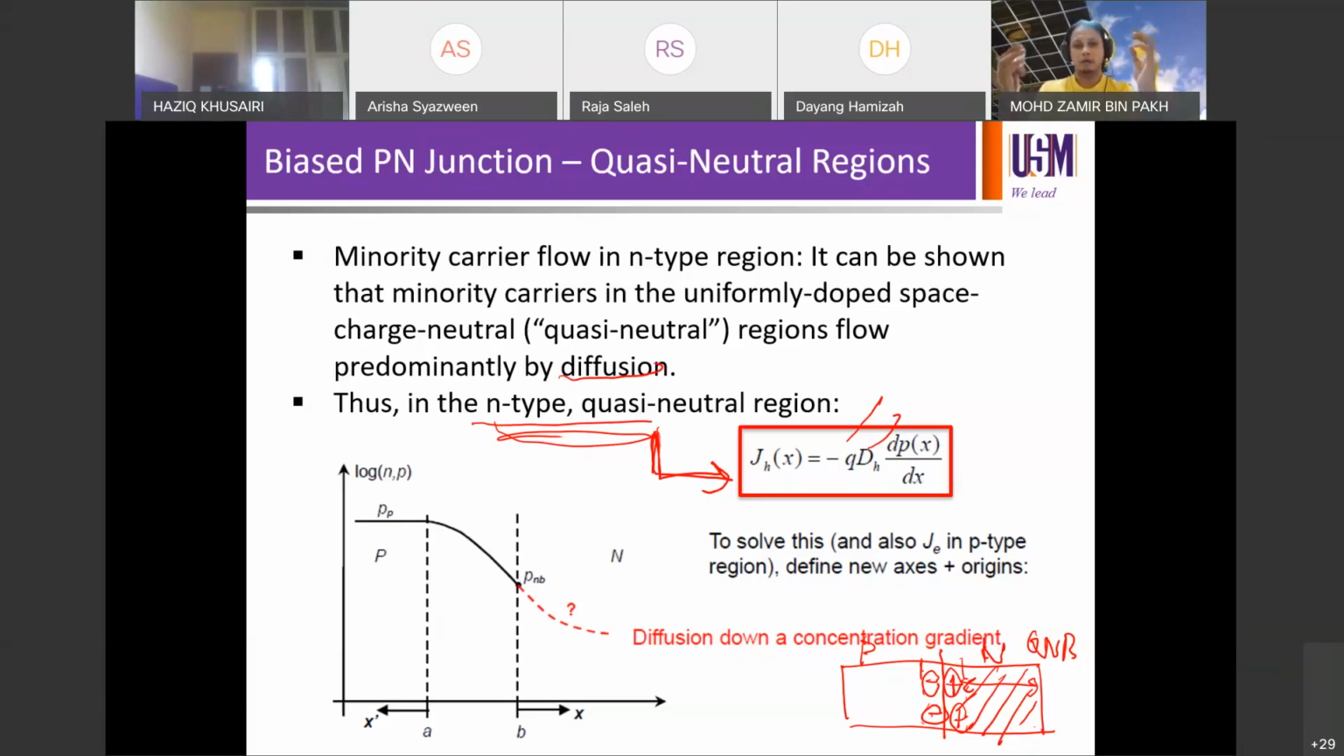And when you talk about the holes which originate from this side, when they diffuse due to the forward bias condition, they will end up as minority carriers in the n-type. Now we're talking about this region. The diffusion of holes into the n-type can be associated with this diffusion current density due to holes. That's why we are interested in diffusion current density due to holes while discussing the quasi-neutral region in n-type.